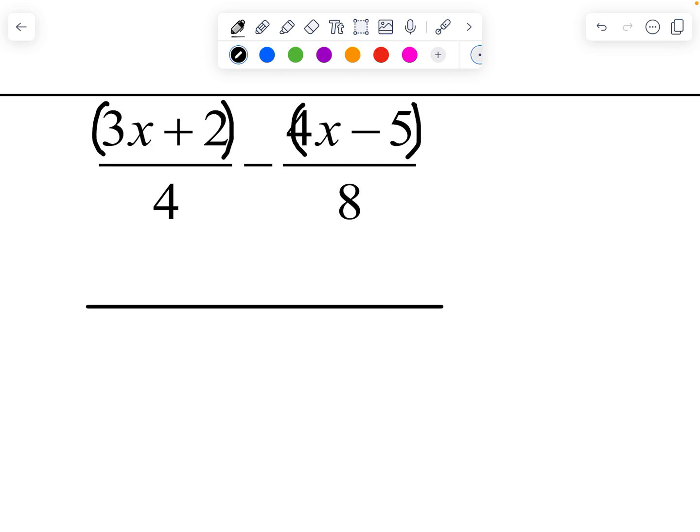Then, we're going to do exactly what we did before. The denominators are 4 and 8. So the common denominator of 4 and 8 is 8. So we ask ourselves, self, if I want this 4 to become an 8, what do I need to multiply it by?